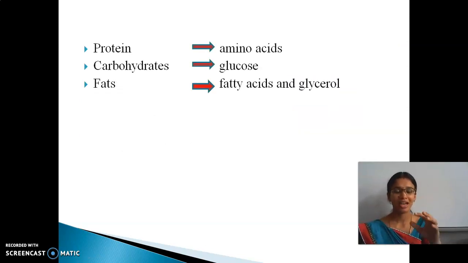See here. So in the last conversion, what happens? The proteins are converted into amino acids. Carbohydrates are converted into glucose. Fats are converted into fatty acids and then glycerol. So the protein food which we take is converted into amino acid at the end of the digestion process, and then carbohydrates which we take in are converted into glucose, and then the fat which we take in is converted into fatty acids and then glycerol.